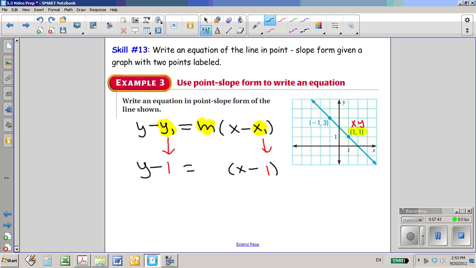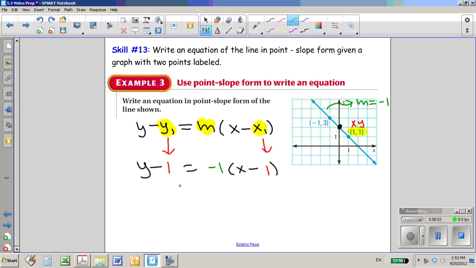So the slope is going to come from the graph. I'm going to figure out what is my rise and what is my run. So if you notice, I keep going 1 down, 1 over, 1 down, 1 over. So my slope is just going to be simply negative 1. So I have to use rise over run, so slope is negative 1, and that's what I'm going to be using in my equation.